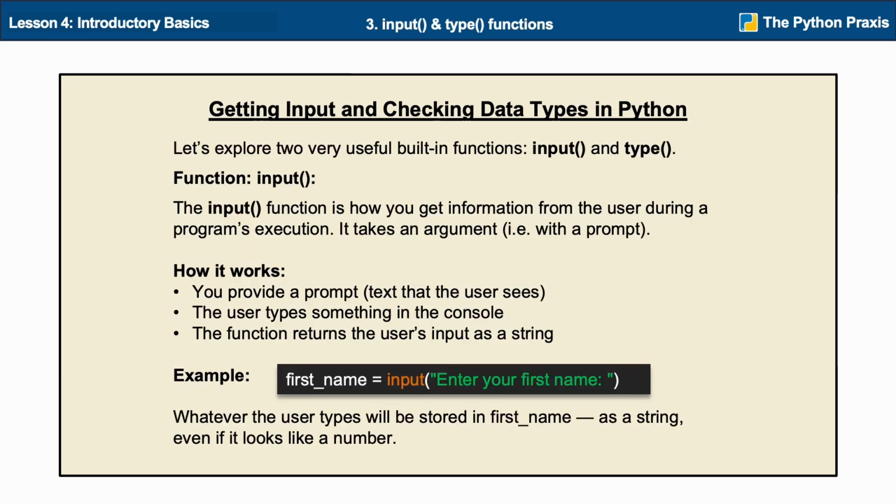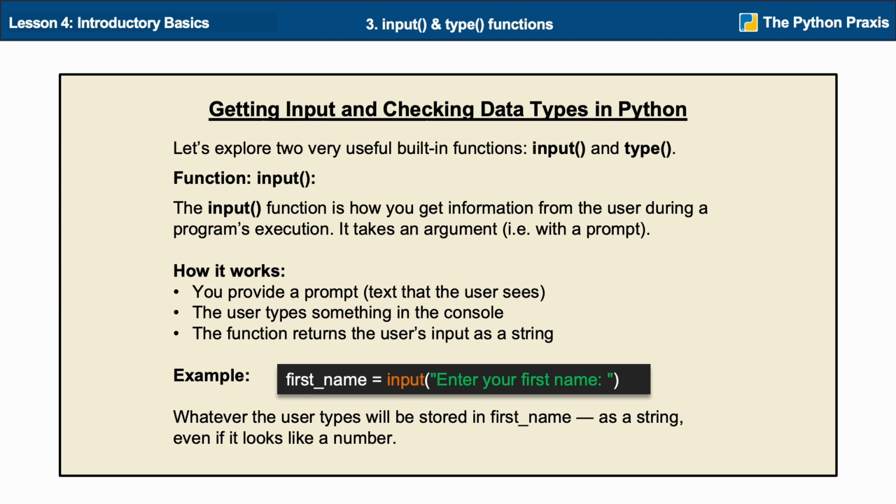Ready for some interaction? Let's meet the input function. This function lets you ask the user a question and get their answer. The input function is how you get information from the user during a program's execution. It takes an argument with a prompt.